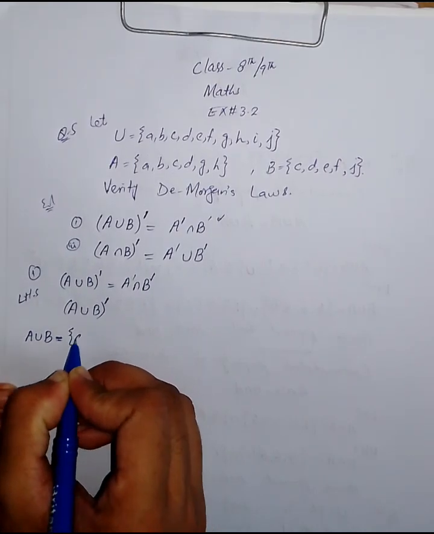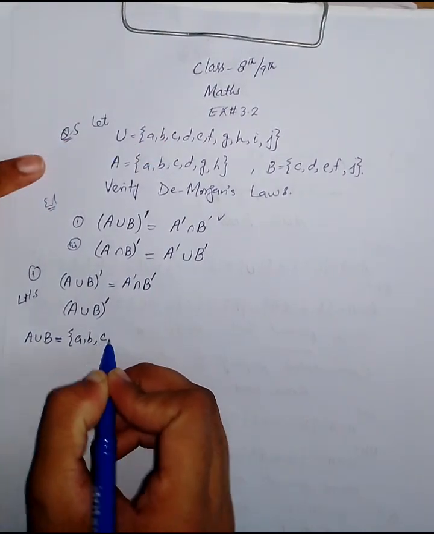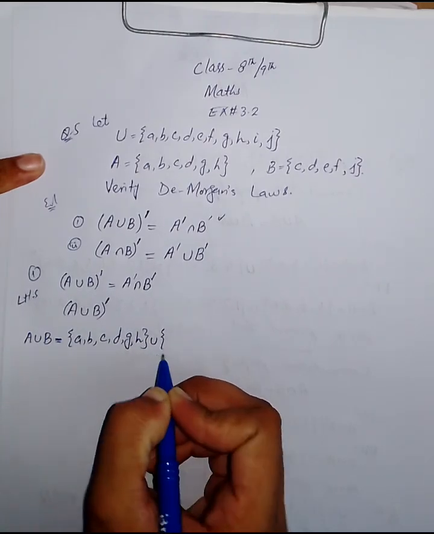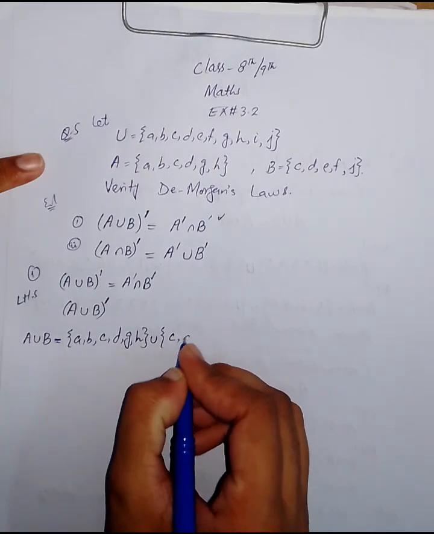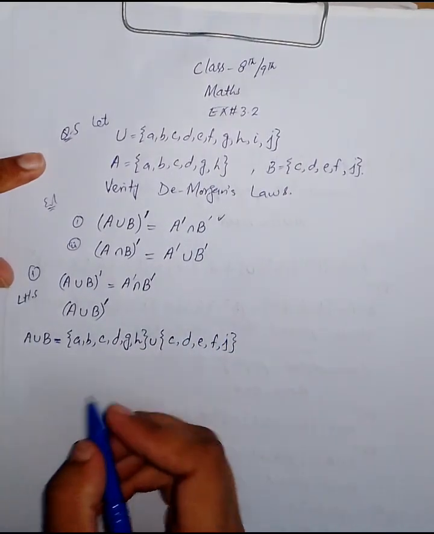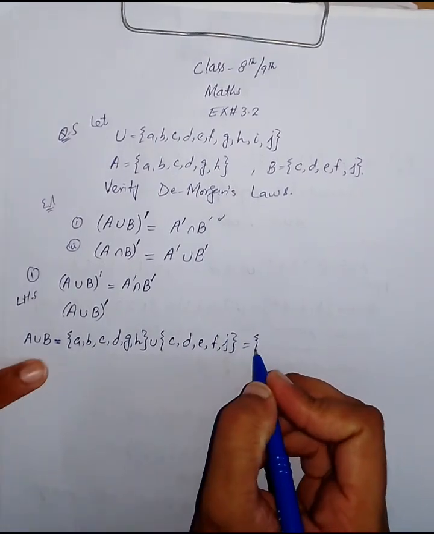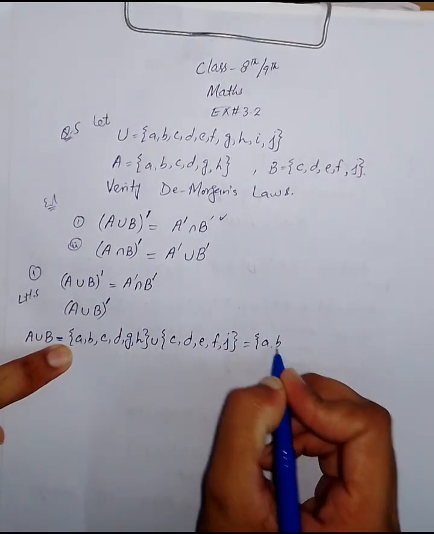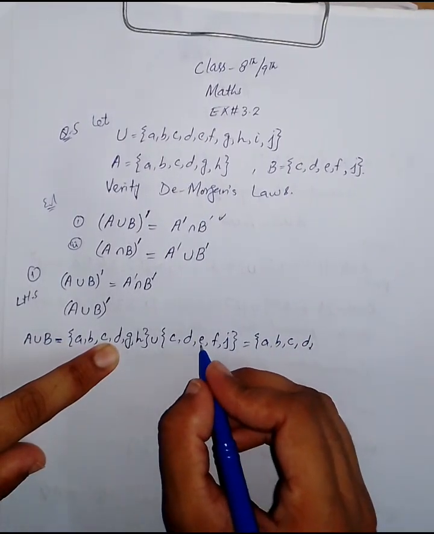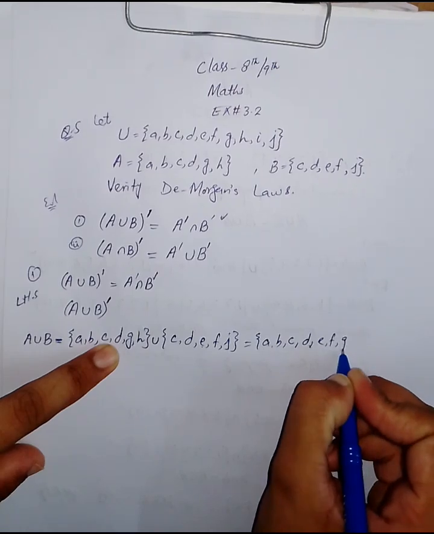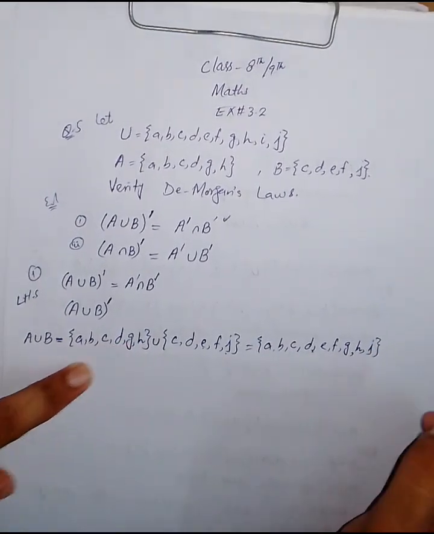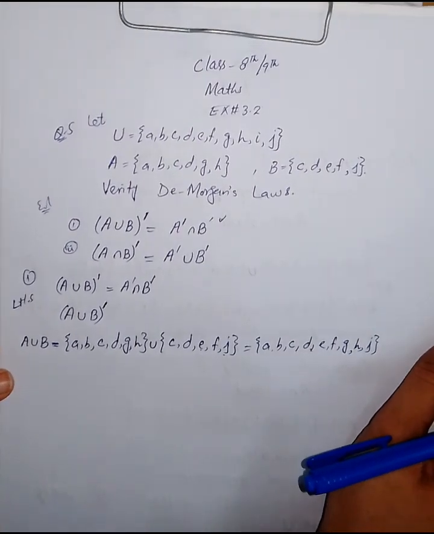What is A? A, B, C, D, G, H. Union. What is B? C, D, E, F, J. So now take their union. Write all these elements: A, B, C, D, E, F, G, H, and that one J. This is the A union B.